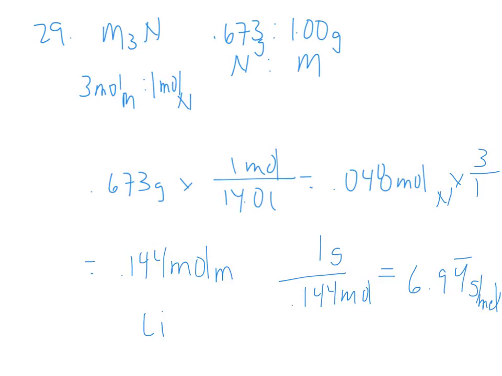So it looks really complicated, but if you just slow down and take a look at it, you're being told the gram to gram ratio and the molar ratio, so you can use that to find your way to the molar mass of your unknown metal.